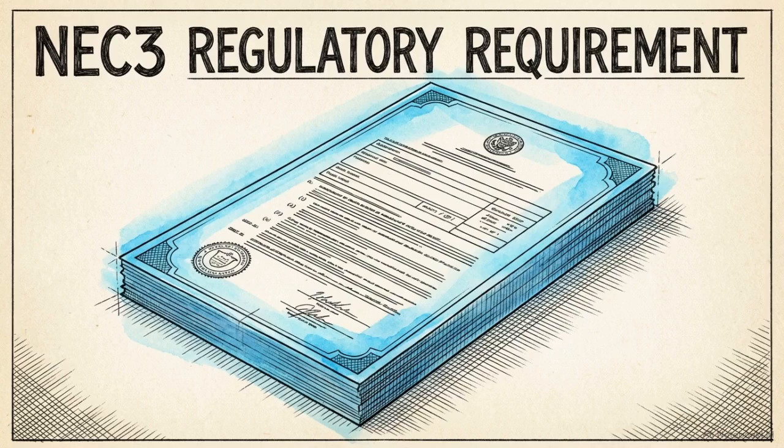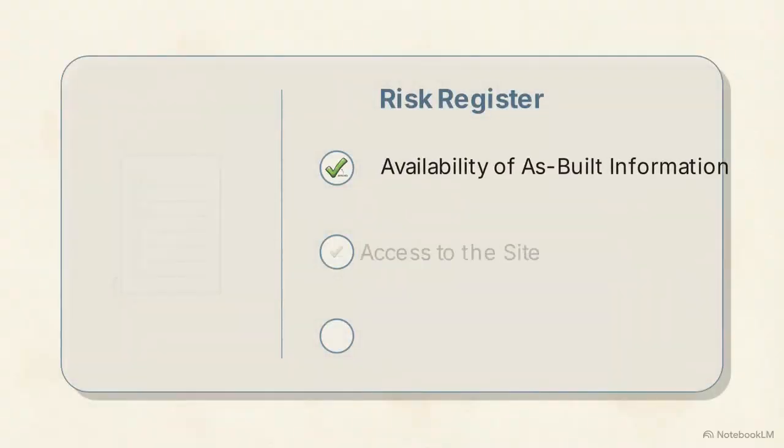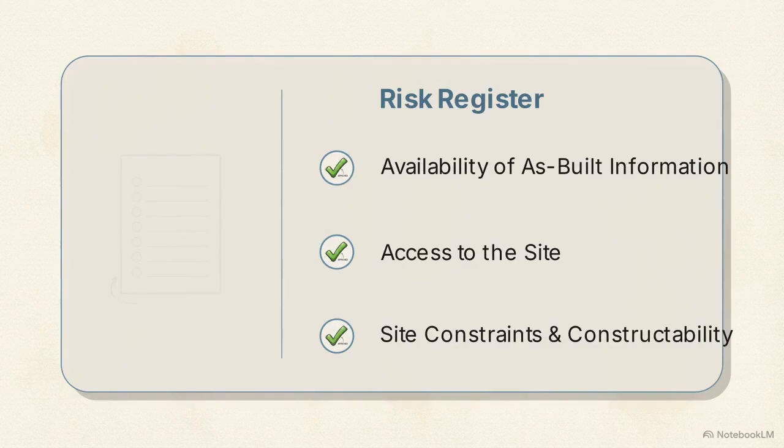Under Contract Data Clause 11.2.14, the employer mandates 3 specific entries for your risk register: availability of as-built information, access to the site, and site constraints and constructability.